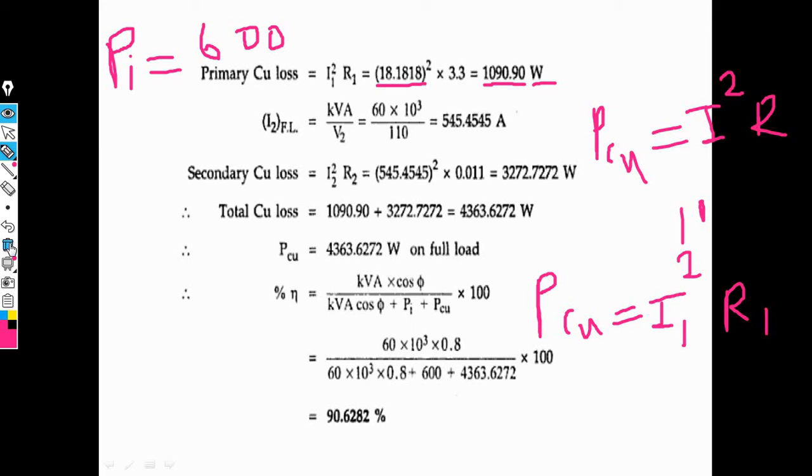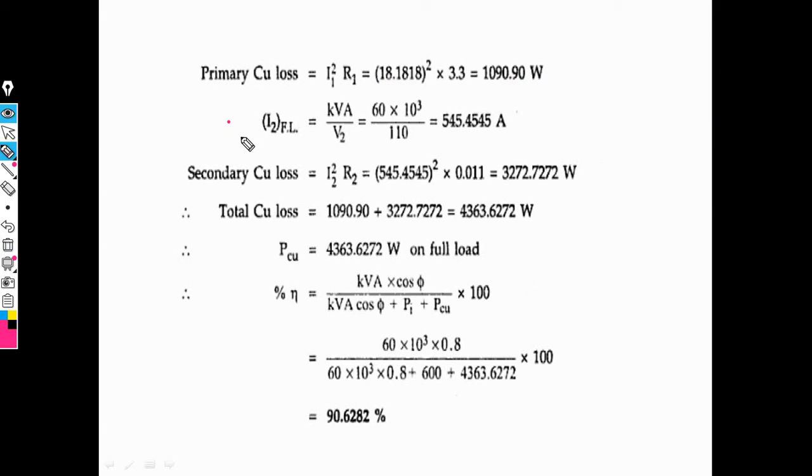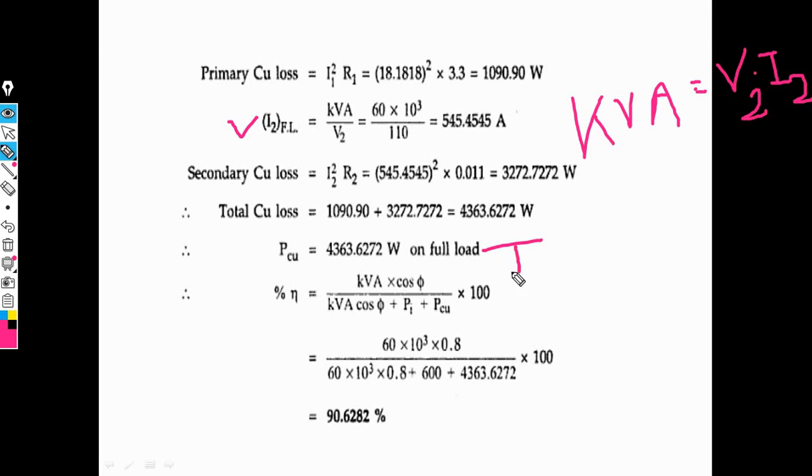Similarly for I2, kVA is equal to V2 into I2. Then rearranging the equation, I2 is equal to kVA upon V2. The kVA rating is 60 kilo, that is multiplied by 10 raised to 3.